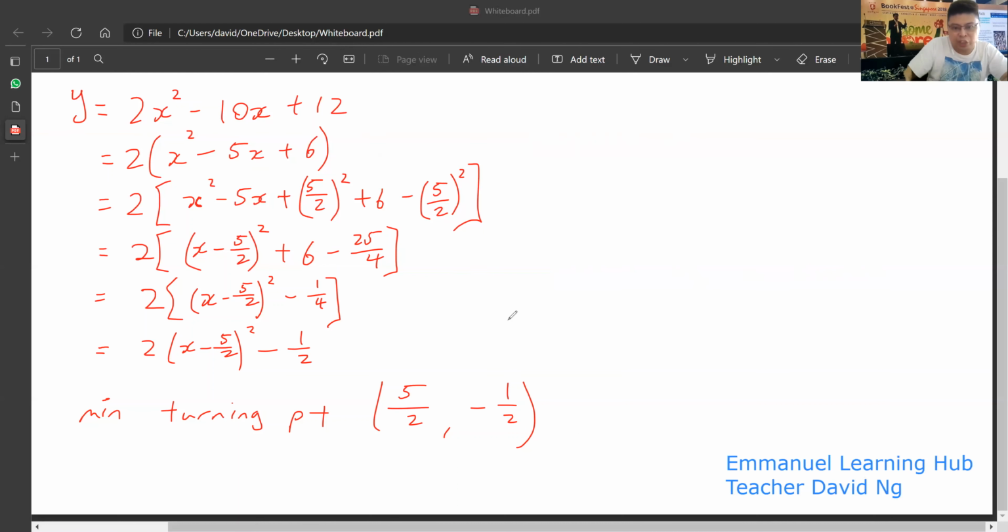Okay, so now the next stage is to find where it cuts the x-axis. Correct or not? So to find where it cuts the x-axis, this one, can you see if it can factorize further or not? Okay, let me see if it can factorize further or not.